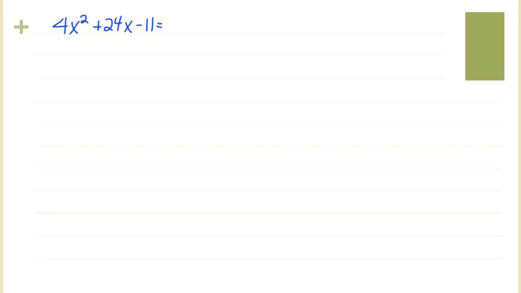So what if a is not 1? Let's do one like that. We've got 4x squared plus 24x minus 11 equals 0. So we've got an a of 4.